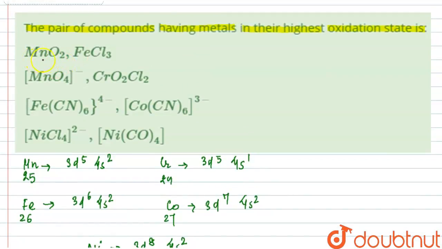Now let us check for all the oxidation states that have been given to us in the compounds. So MnO2: manganese here is at +4 oxidation state because the general oxidation state of oxygen is taken as -2, so -2 into 2 is -4. So manganese is at +4. Similarly, iron is at +3, right?